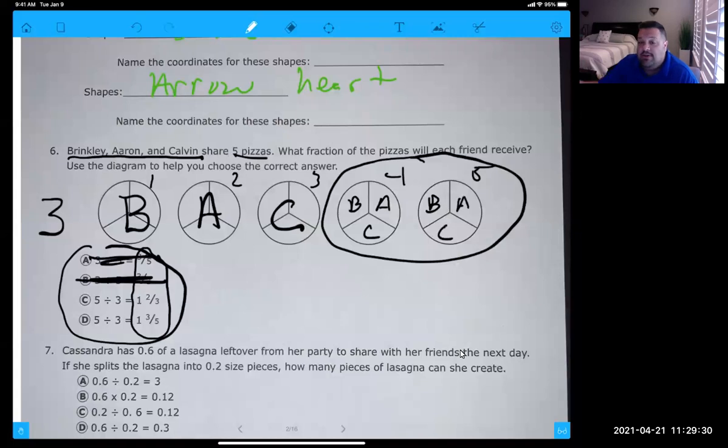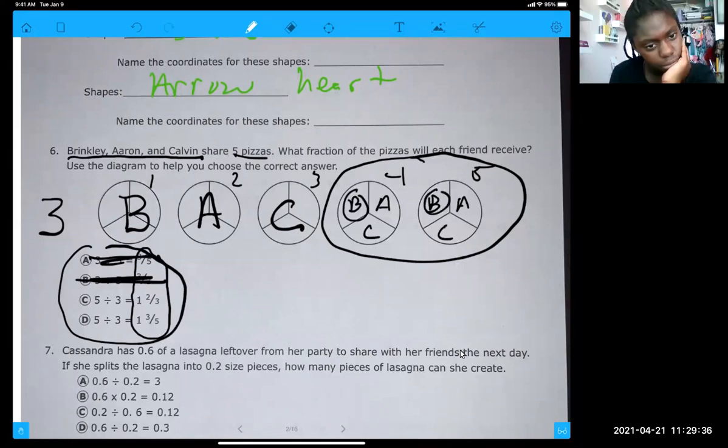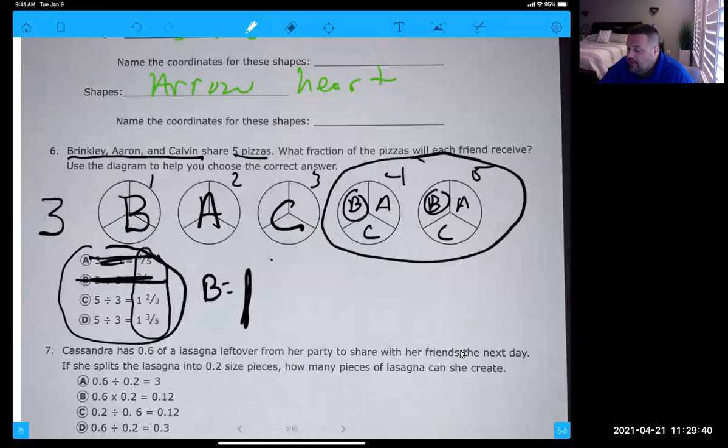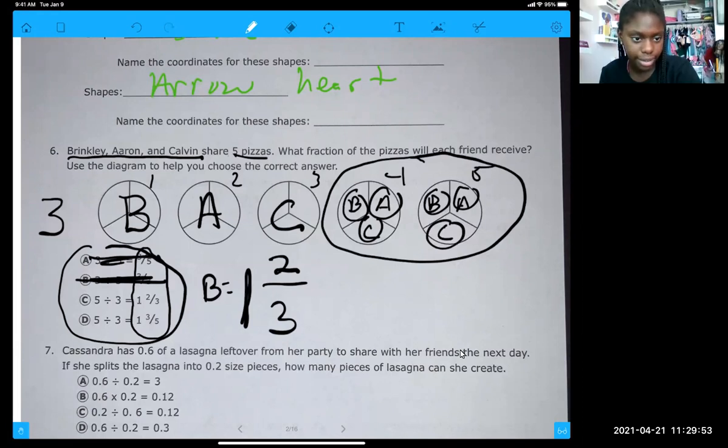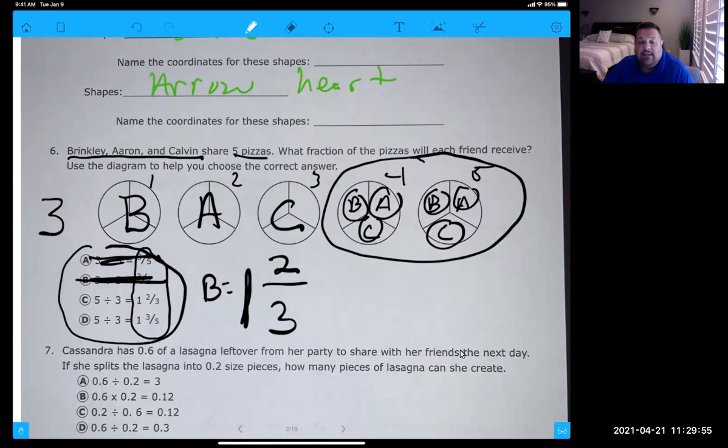So the numerator, the top number, is how many pieces each person gets. How many pieces does B get? 2. We already know that B is already getting 1 whole piece plus 2 out of the 3, right? And doesn't A get the same amount and C get the same amount? Yeah. So what would our answer be? C, right? So you can break it down just like that.